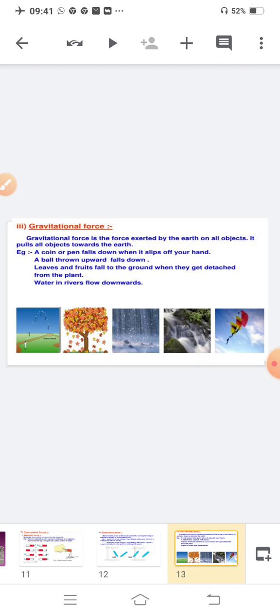A ball thrown upward falls down. Leaves and fruits fall to the ground when they get detached from the plant. Water in rivers flows downwards. Is this clear? So these all are examples of gravitational force.